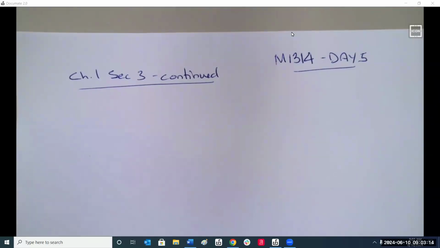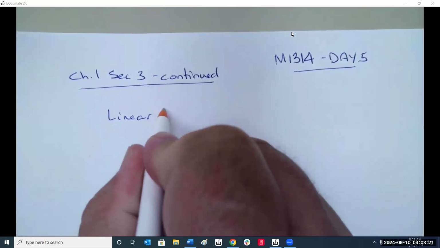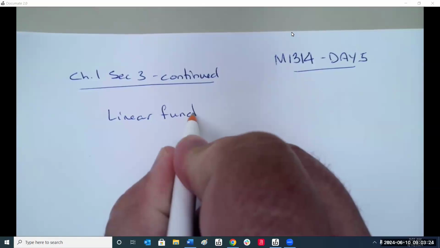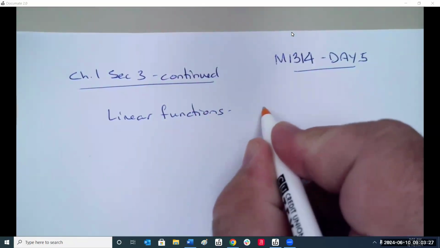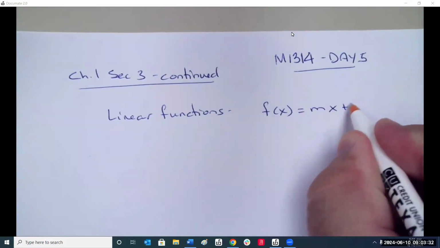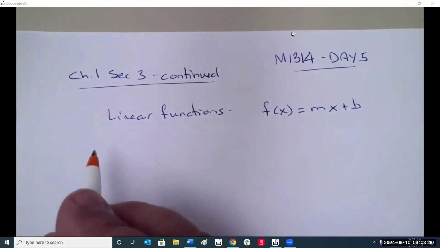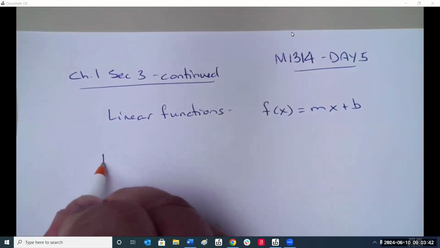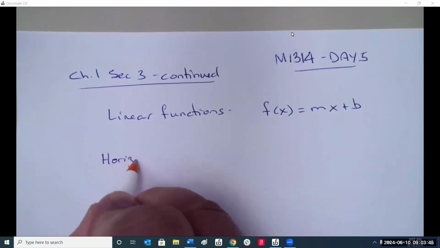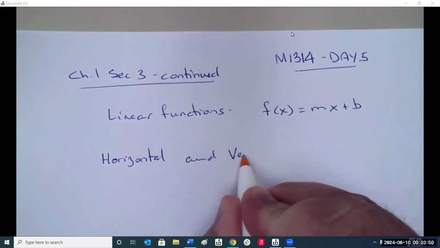All right, let's go ahead and finish up chapter 1, section 3. We talked about linear functions, and they look like this. And we're going to look at other forms of linear equations. So then we looked at horizontal and vertical lines.